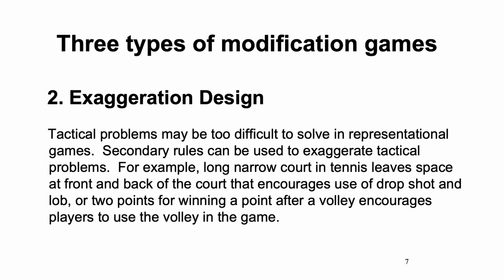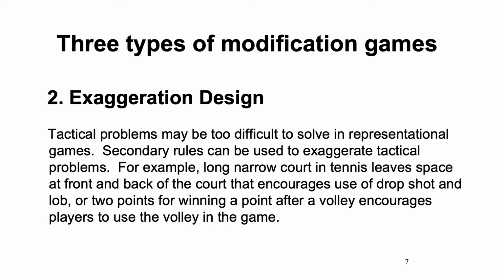The idea here is that tactical problems may be too difficult to solve in the representational games, so secondary rules can be used to exaggerate a tactical idea or tactical problem. For example, if you made the court long and narrow, it leaves spaces at the front and back, and that encourages the use of a drop shot or lob.